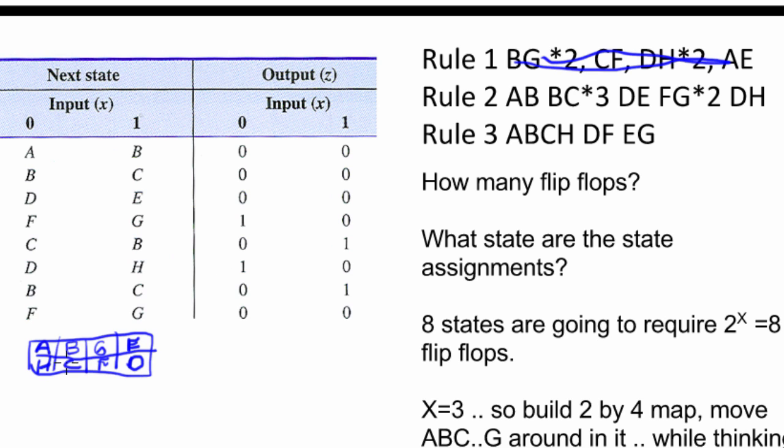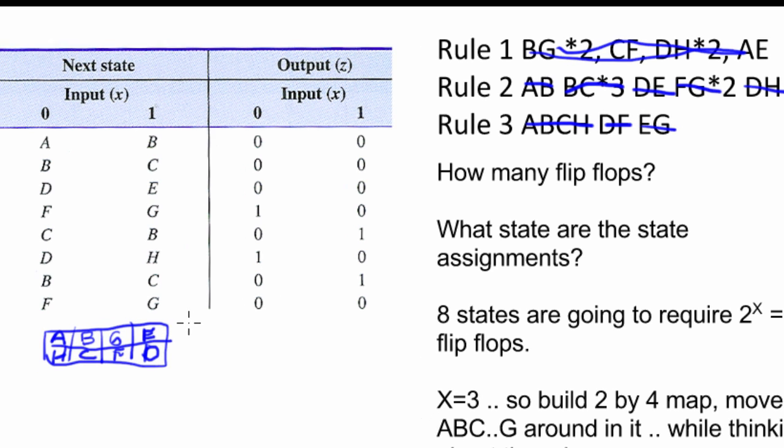Now let's check. A and B, yes, that's happy. B and C's happy. D and E are next to each other right here, so that's happy. F and G are next to each other right here, so that's happy. D and H wrap around, yes, that's happy. Okay, A, B, C, and H, wow, that was by accident. D and F, yes, and E and G. So this looks like the solution.